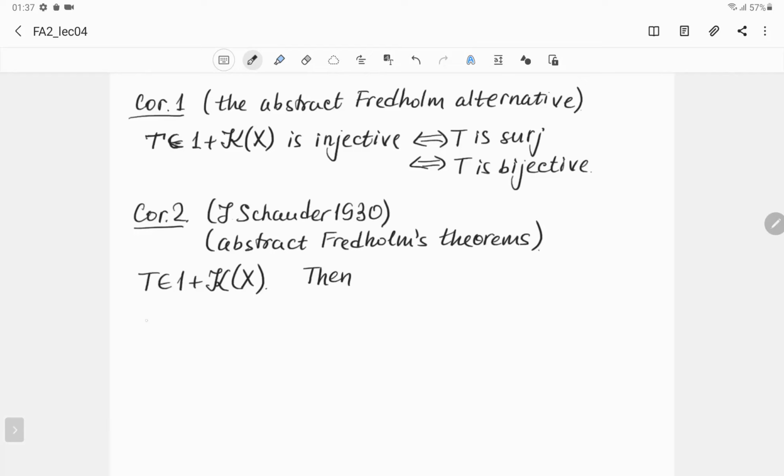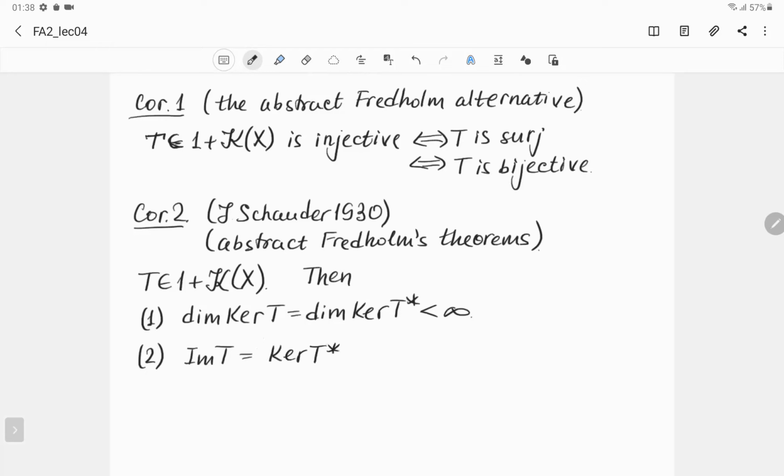Then, first of all, I claim that the kernel of T and the kernel of T star are both finite dimensional, and they have the same dimension. Second, the image of T equals the pre-annihilator of the kernel of T star. And finally, part 3, the image of T star equals the annihilator of the kernel of T.